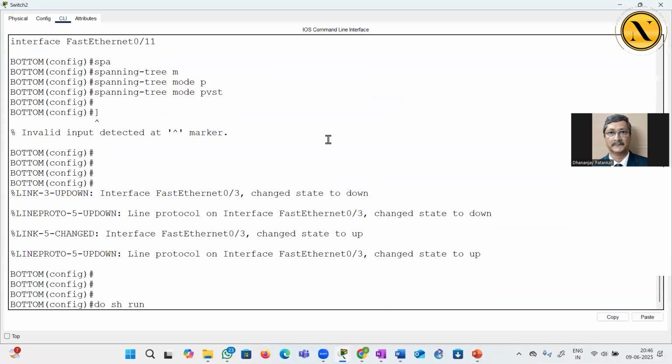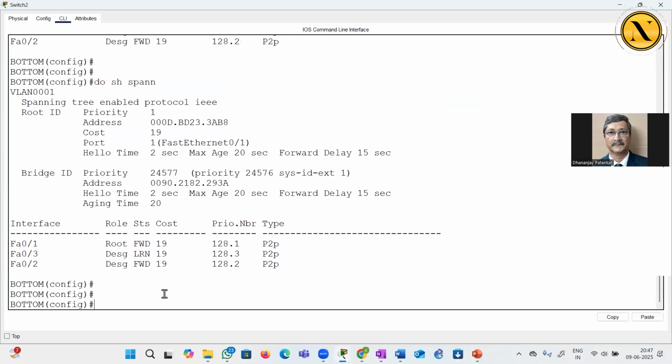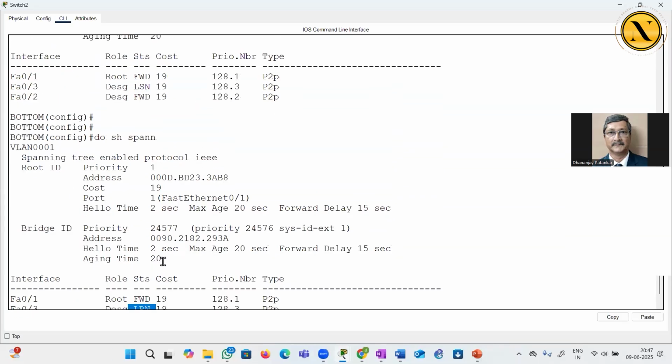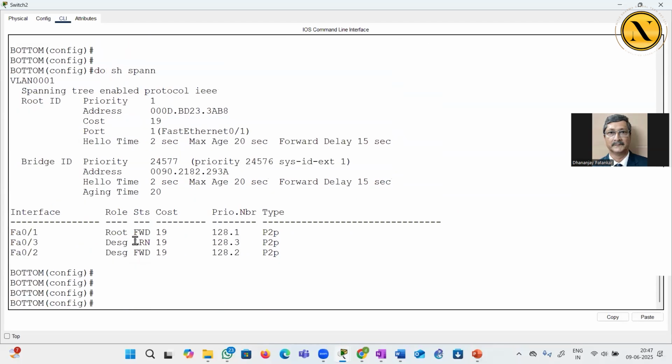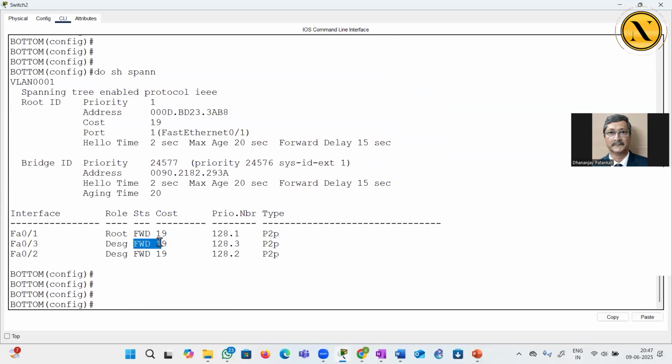Show spanning tree. See, listening mode. Correct? And then it will go to learning mode. See that? And then it will go from listening to learning, 15 seconds. From learning, it will stay in learning mode for 15 seconds. And then it will go to forwarding mode, right?